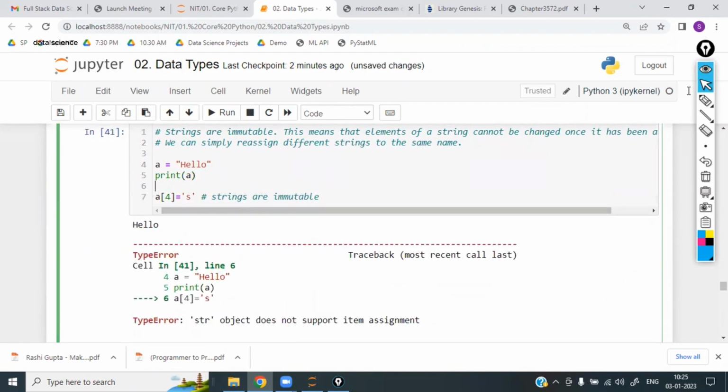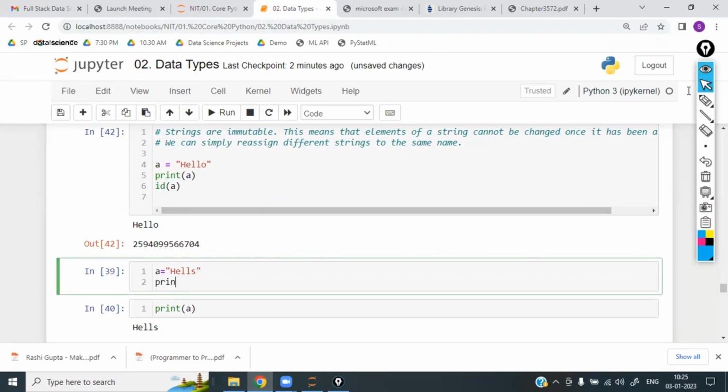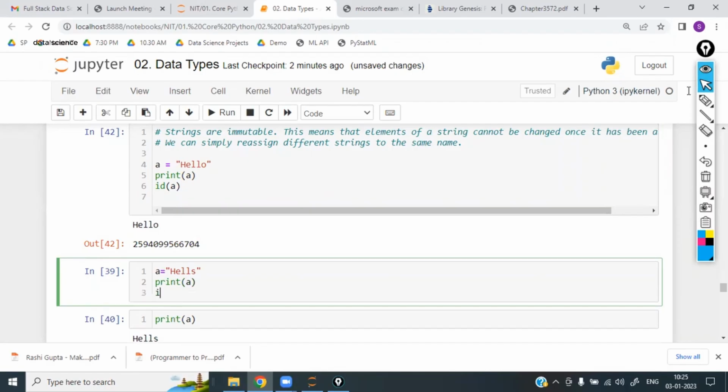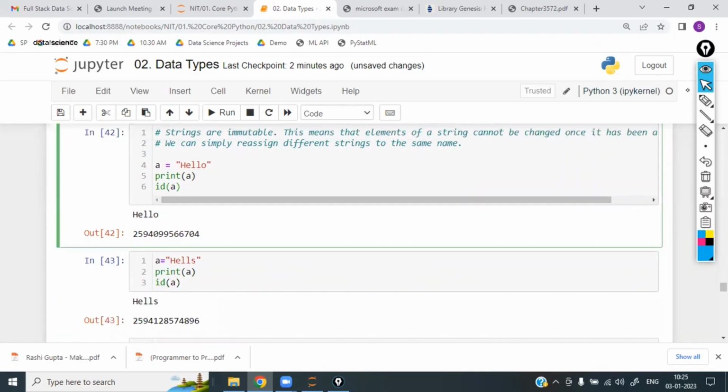And also print the ID of A. Now the ID of A is this one. Now A is equal to HELLS. Now print A, and I'm printing the ID of A also. Now see here, this code prints hello and one ID, and this prints HELLS with a different ID. A different object is created. It is not done in the same object.